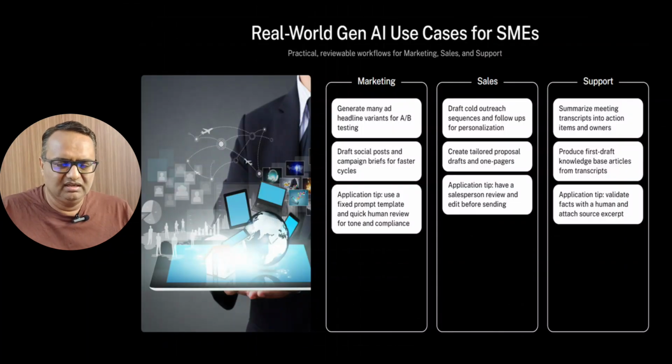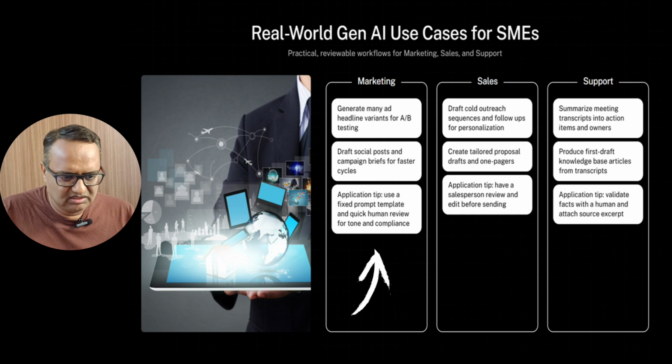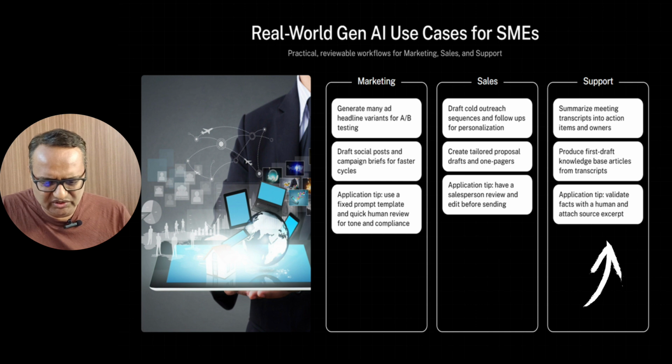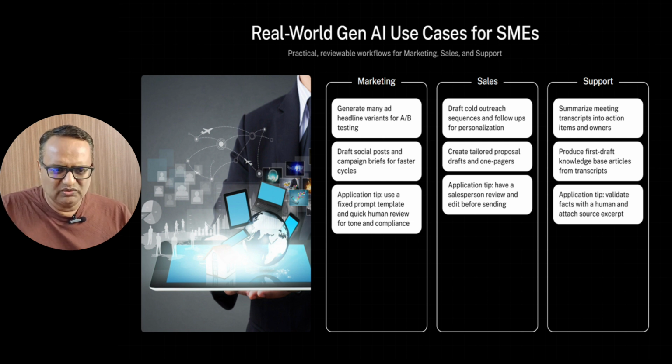The real world Gen AI use cases for SMEs are currently widely used in marketing, sales, and support. In marketing, it is used to generate many ads, headline variants, draft social media posts, campaigns, and briefs. In sales, it drafts cold outreach sequences and follow-ups, and creates tailored proposal drafts and one pagers. In support, it summarizes meetings, gives action points to owners and teammates, and also creates a knowledge base from articles. So this is what is currently being used. Let's go to the next slide.